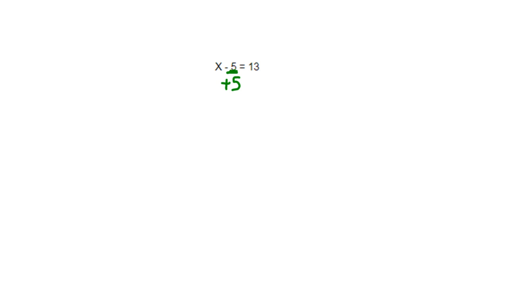Now in math, what's so great about these equations is we can do just about whatever we want to them as long as we do it to both sides, because we have to keep them equal. So if I add 5 to the left side, I've got to add 5 to that right side as well. Negative 5 plus 5 is going to give me a 0. And I still have my x over here. On the right side I have 13 plus 5 is 18. This will end up giving me x is equal to 18.